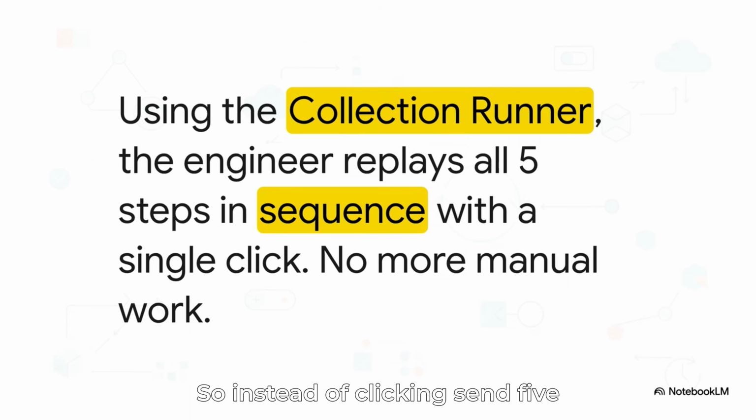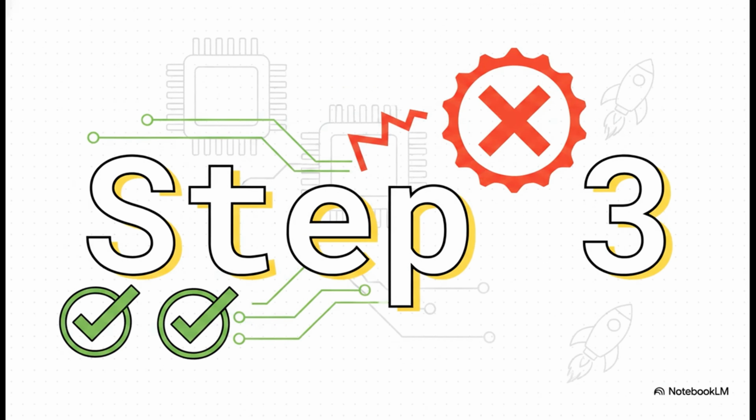So, instead of clicking send 5 times and manually copying and pasting IDs between each step, our engineer simply opens the collection runner. They choose their payment API collection, select the staging environment from the dropdown, and click one button, Run. And bam! Seconds later, the results are in. The runner just executed all 5 steps in perfect order, automatically handling all the data handoffs.